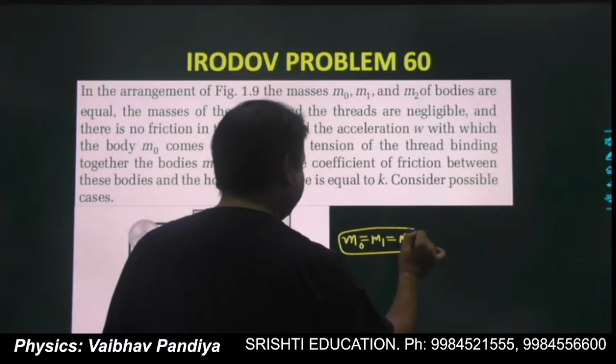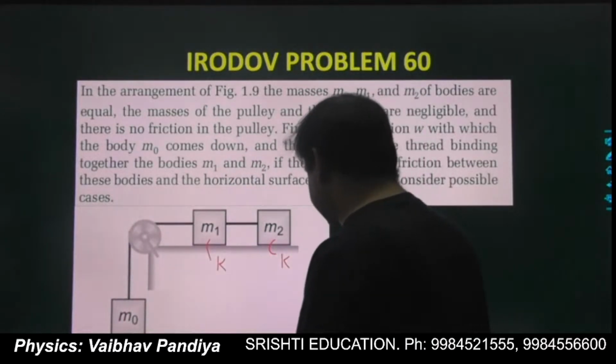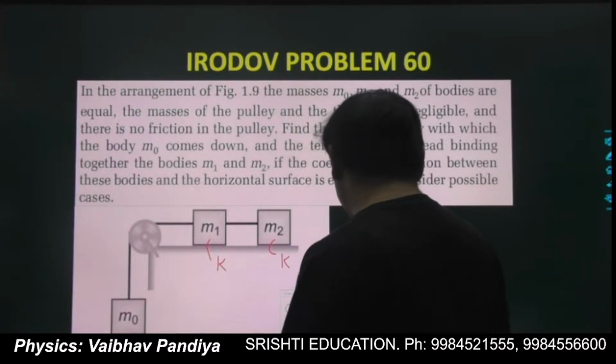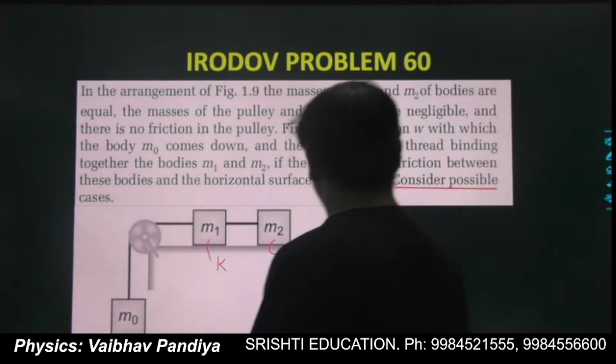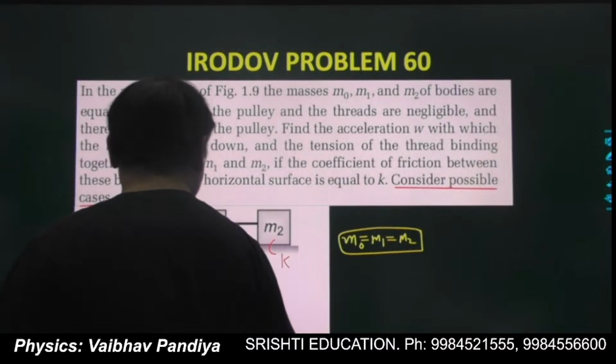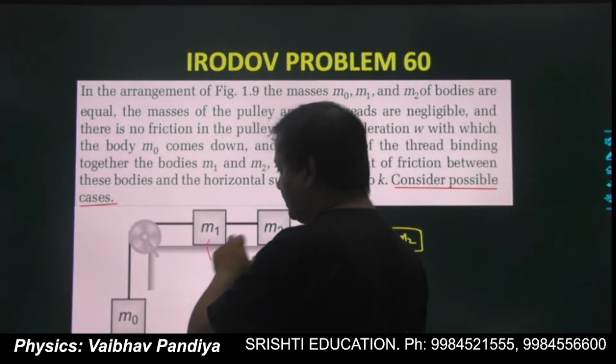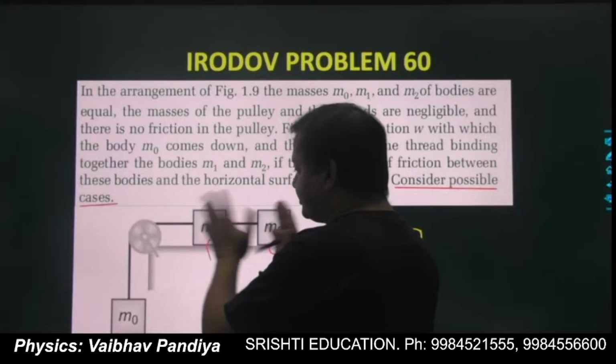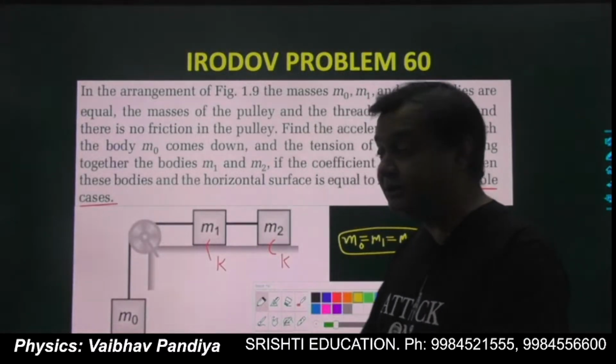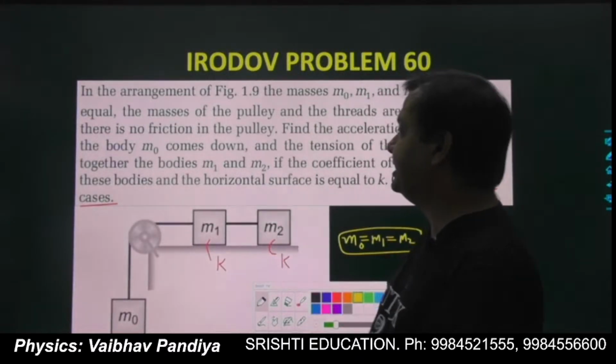Now, first of all, we have to consider the possible cases. First, we have to analyze whether the motion will happen or not. And if the motion will happen, then what will be the acceleration of the block? What will be the tension in this binding string? And if the motion will not happen, then what will be the tension in the binding string?